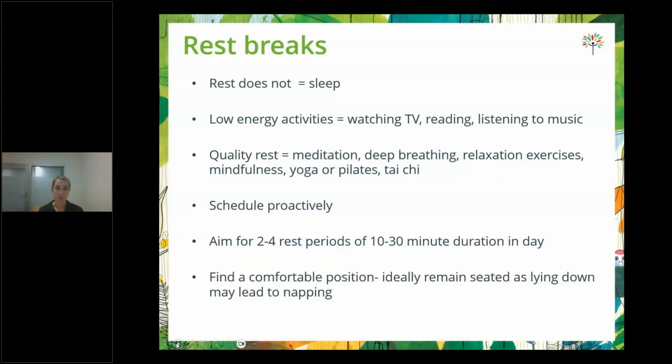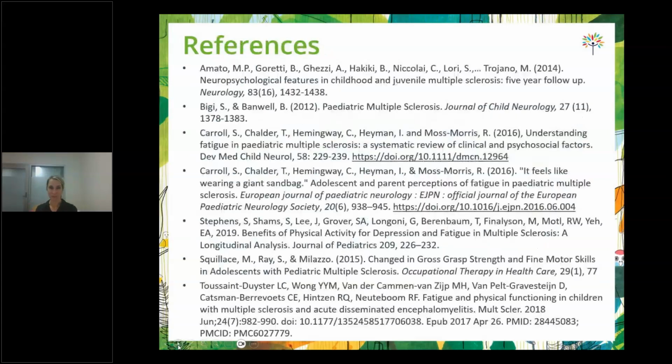It's important to have a comfortable position, so if the rest breaks have been scheduled at school, that's also something we might explore with the school, if there's a quiet area that the student can use away from other students. And ideally remaining seated, as lying down might lead to napping, and we'll talk about napping a little bit later on in the presentation. I've just got references there.